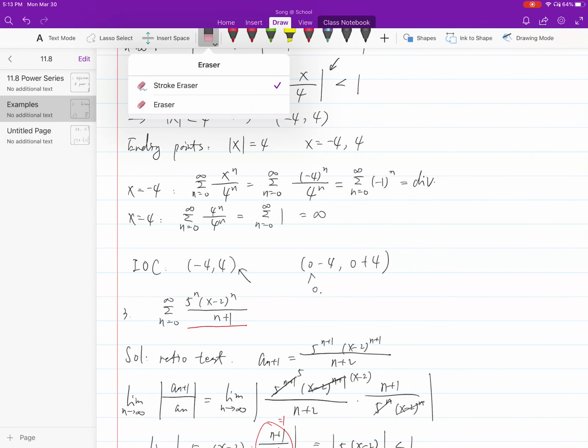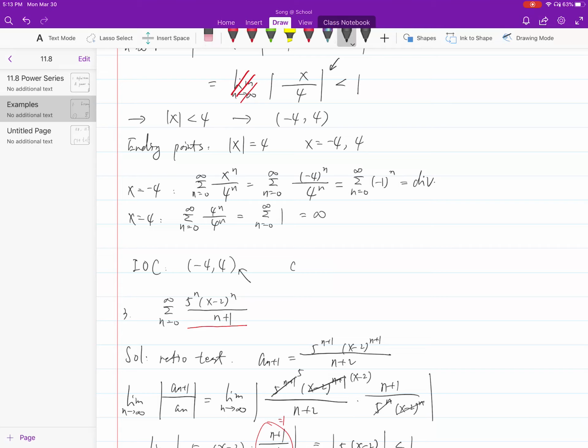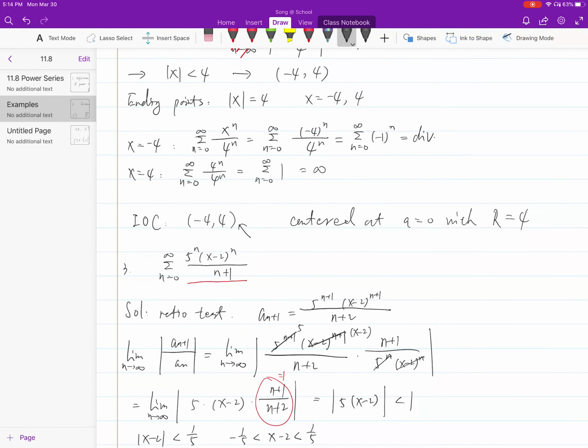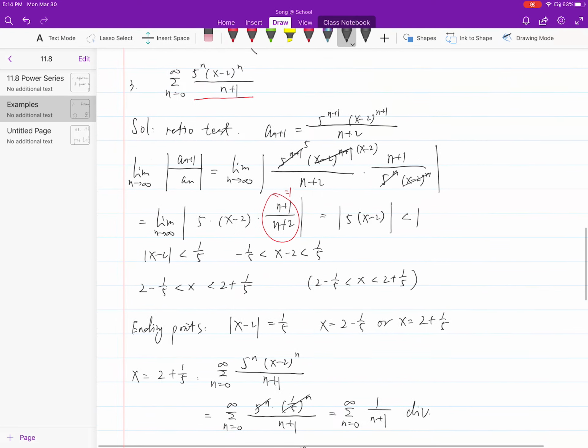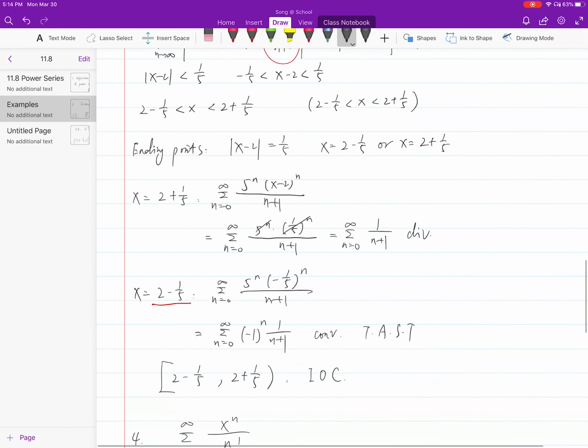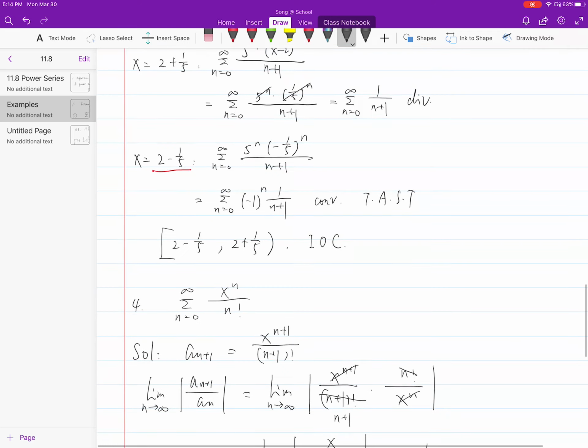Radius of convergence equals 4. So the total length is 8. You go 4 to the left, you go 4 to the right. Now look at number 3. Our final answer is going to be here.